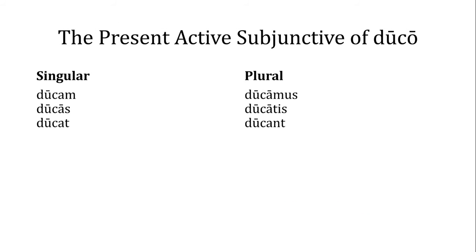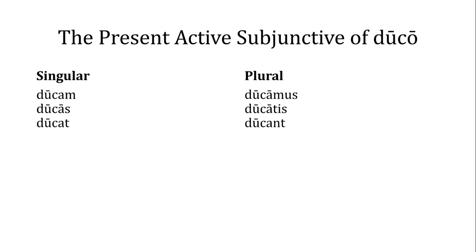Oh, sorry, I forgot the conjugation. Here's the conjugation for the present active subjunctive. As you can see, the E has vowel mutated into an A. So instead of having ducem, we have ducam, ducas, ducat, ducamus, ducatis, ducant. Again, you have the present stem ducere, you knock off the re, you have duce with that E at the end, and that will vowel mutate into an A in the present active subjunctive.